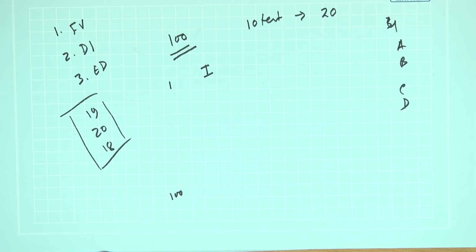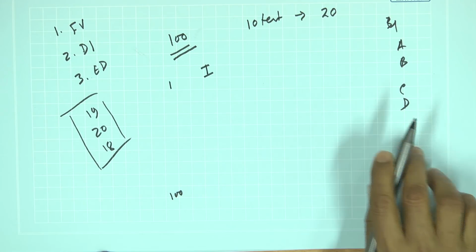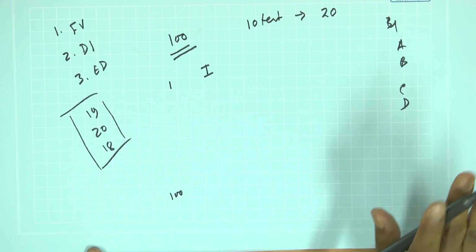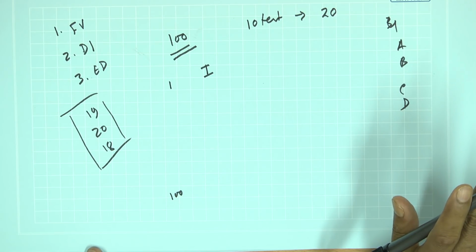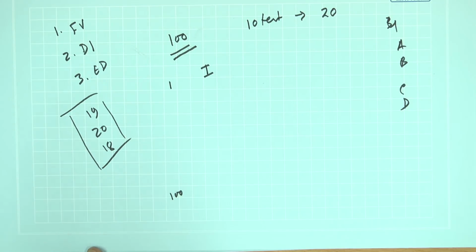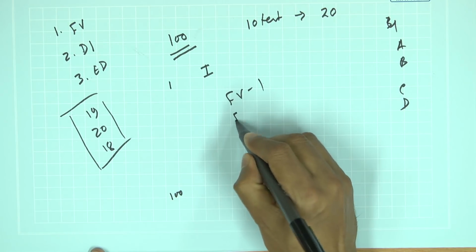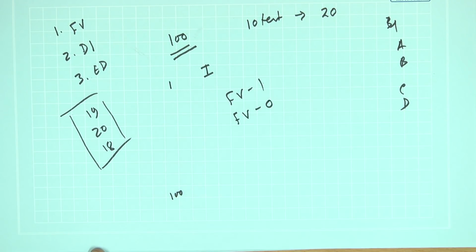What is facilitation value? Facilitation value is how easy the question is. If the question is very easy, that means everybody can give the answer. So if everybody gives the answer, then the facilitation value will be 1. If nobody gives the answer, then the facilitation value will be 0.